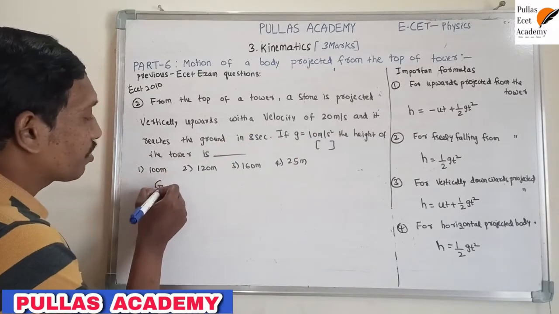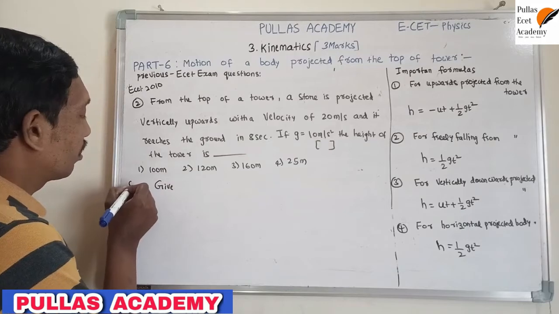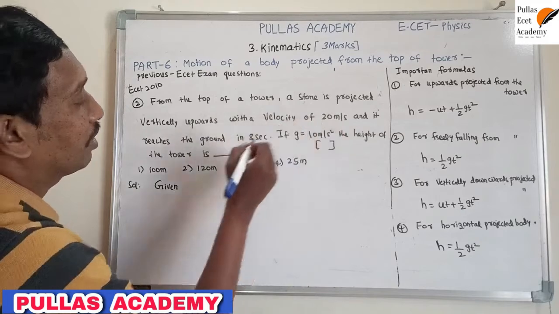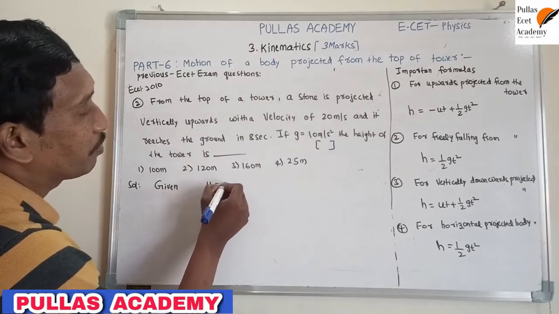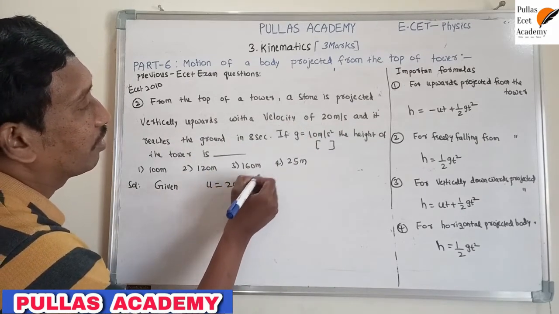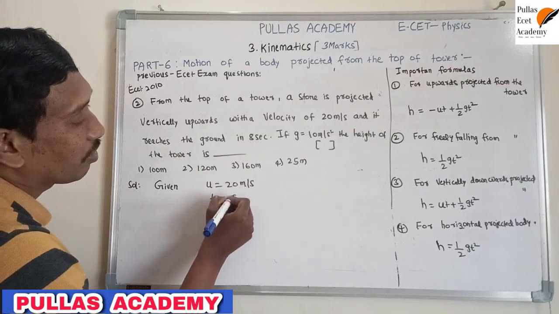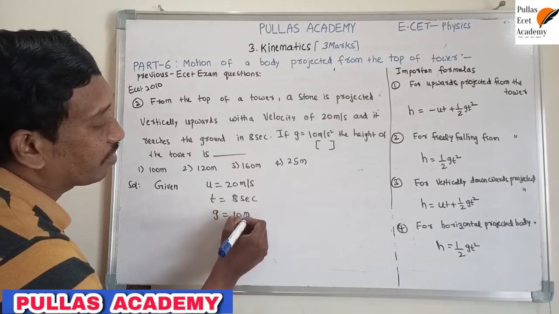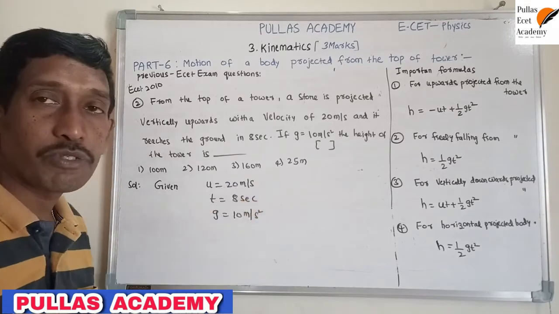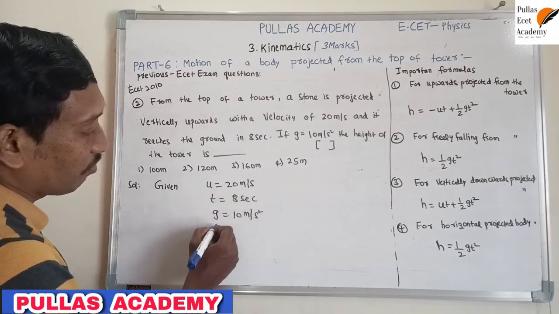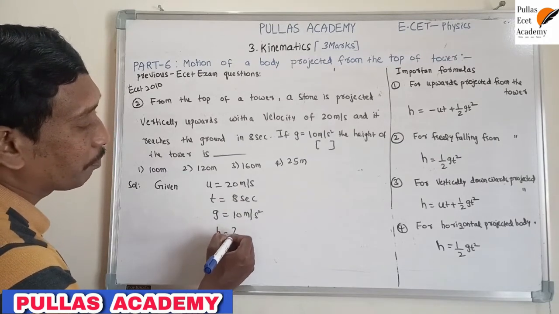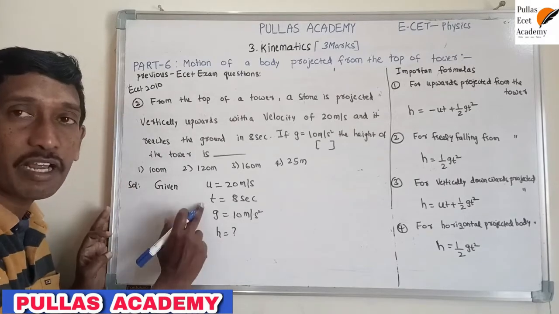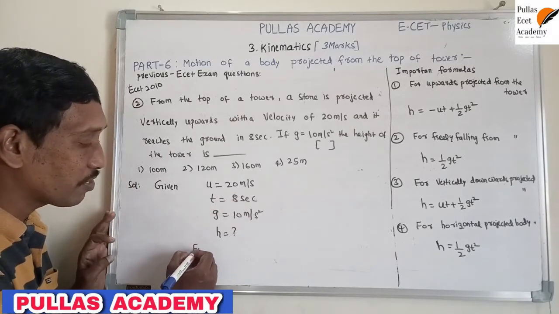Same concept here. What are the given values? Projected velocity u is 20 meters per second. The time taken to reach the ground is 8 seconds. Small g value is given as 10 meters per second square, so substitute 10. What is being asked? Height of the tower. In the previous question, height is given and time is asked. Here time is given and height is asked. Those are the two types of questions.